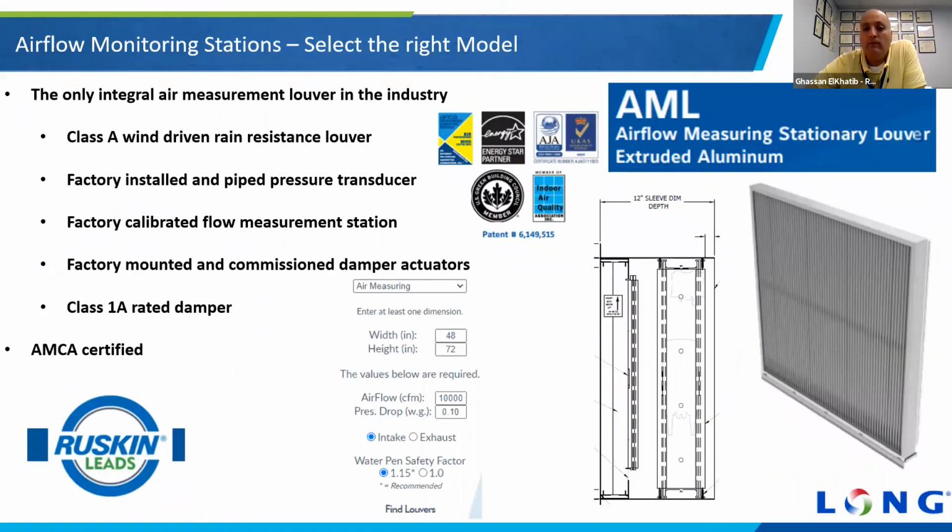We also have a louver, and this louver has an integral transducer on it. Again, it's the only one out in the industry that is an airflow measuring louver. You size it based on the requirements that you need. The velocity ranges anywhere from 345 to about 2,100 feet per minute. It's 4-inch deep or 7-inch deep. Then you put a damper on it, and a sleeve that could be about 12 inches to 15 inches deep. It's a Class 1A rated damper.